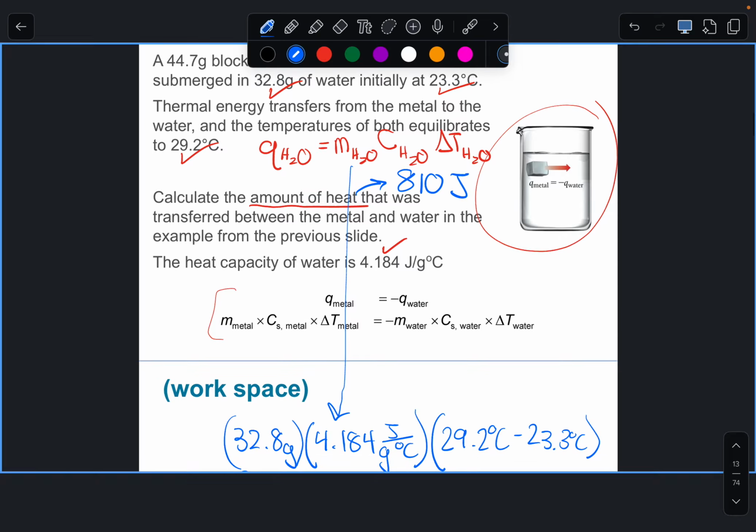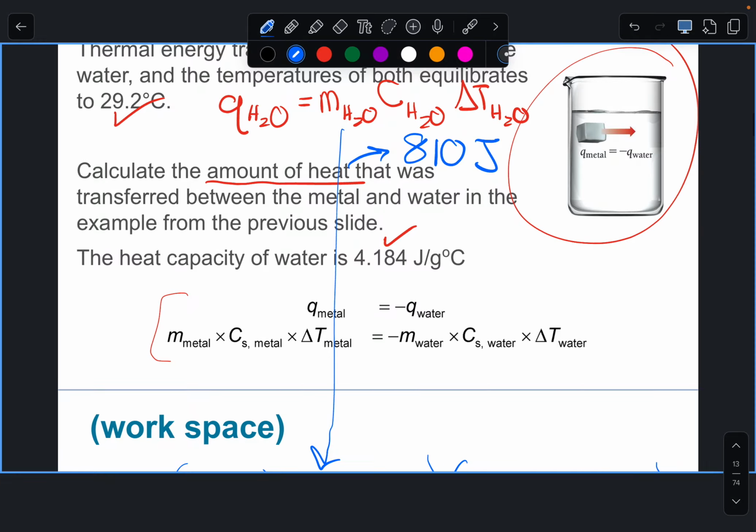if you were to take this relationship, you know that the Q of the water was 810. So the Q of the metal is just negative 810, right? That's what this relationship means. So the same value, just different signs. So you actually know the heat now of the metal. You know its mass, you know its change in temperature, so you could go and figure out the heat capacity. And if we're lucky, it'll be on the table and you could identify the metal. Okay?